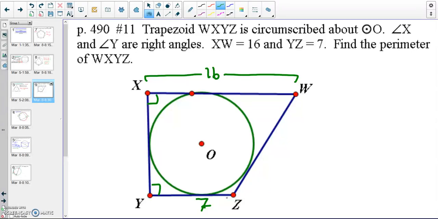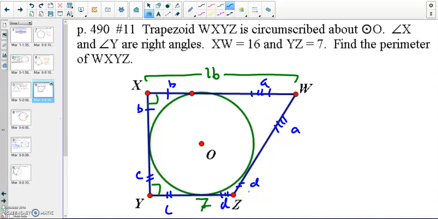Now, something that's cool about polygons being circumscribed about circles is basically we have a bunch of ice cream cones, if you remember from earlier in the chapter. So, for instance, these two segments are congruent. These two segments are congruent. These two segments are congruent. And these two segments are congruent. So we can use that idea to help us here. For instance, I'm just going to call both of these A. Then I'll call both of these B, both of these C, both of these D.